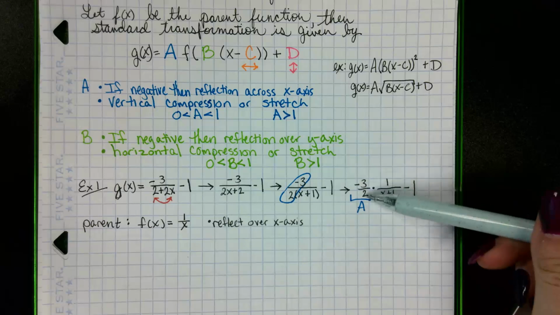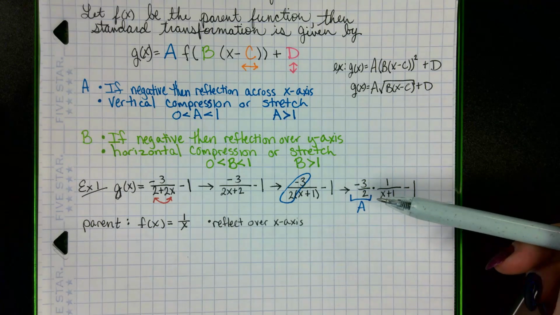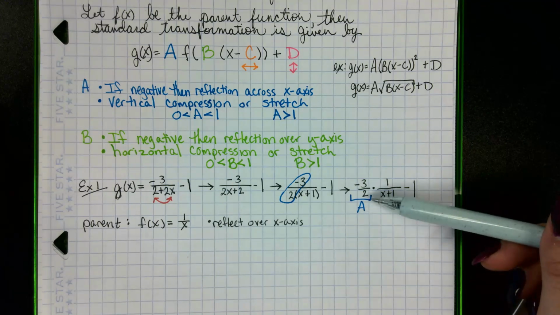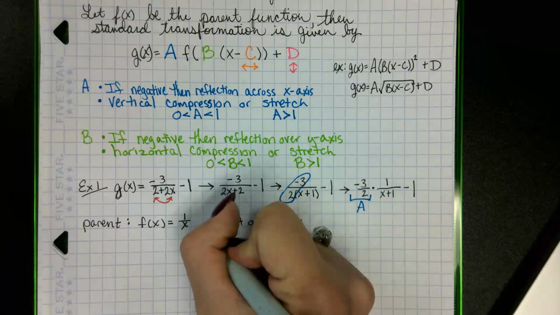And then 3/2, the absolute value of the a is 3/2. That is greater than 1. Since it's greater than 1, this is a stretch. It's a vertical stretch.